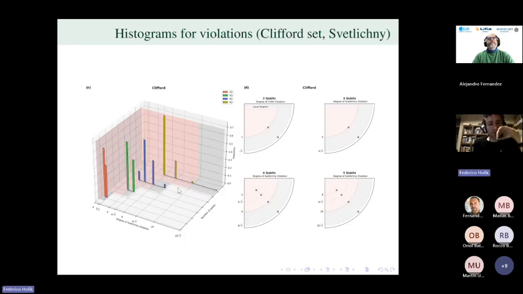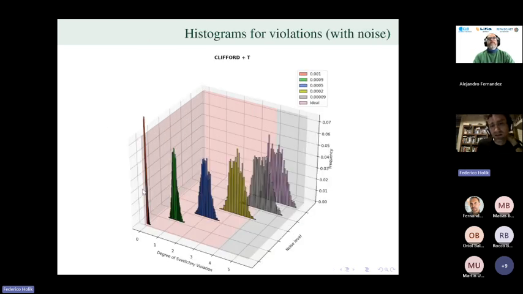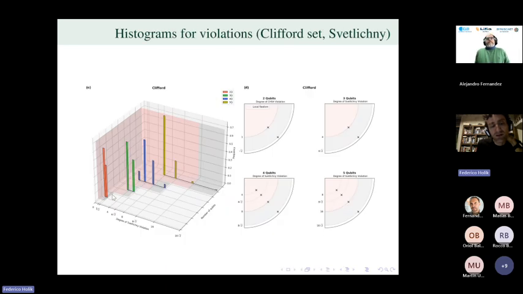Okay, and also this is the same histograms, the same idea, but instead of using a universal set of gates, we restrict to the Clifford sets. So as you can see, the main difference between Clifford and a universal set is not the fact that you can obtain maximal non-locality, because you can do that with both, but the fact that in the Clifford set, the values of non-locality are distributed in discrete sets.